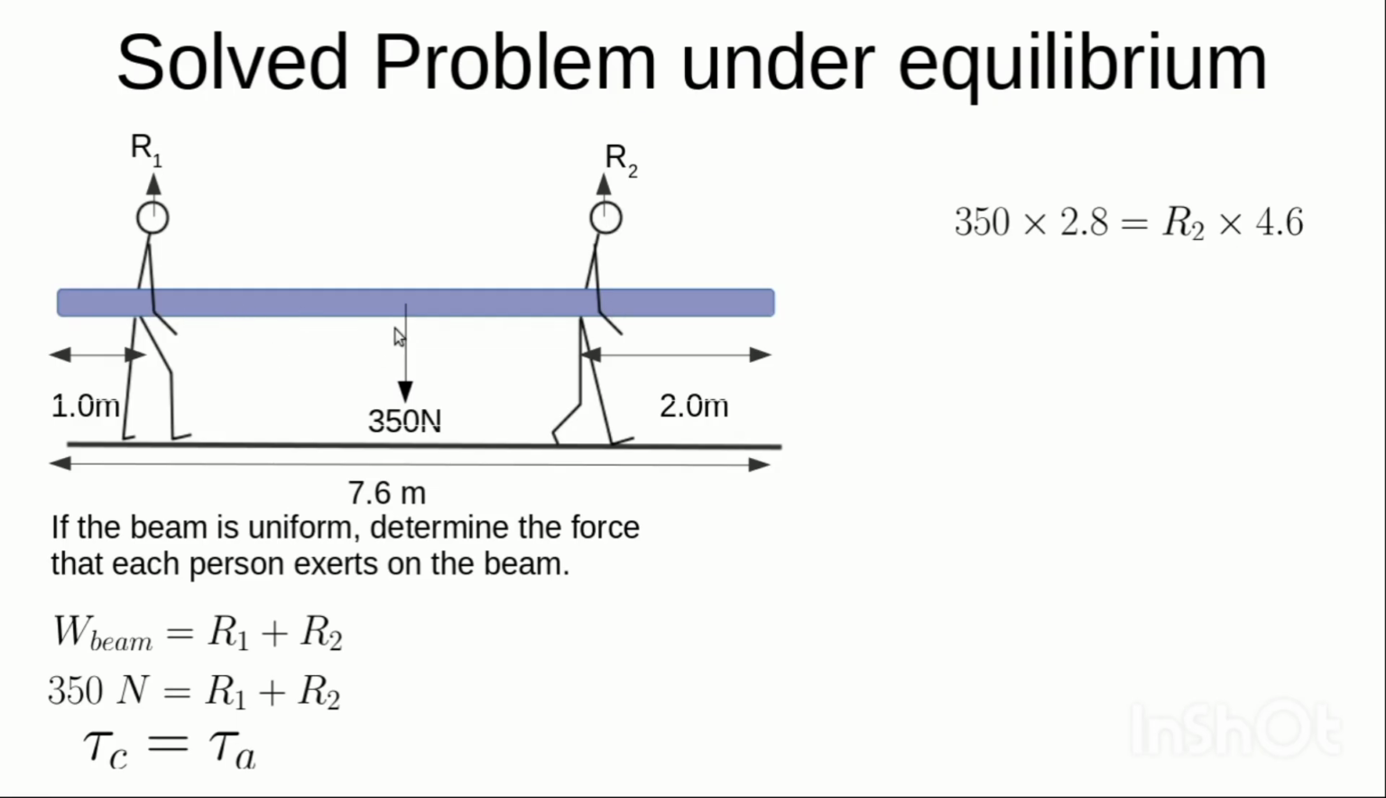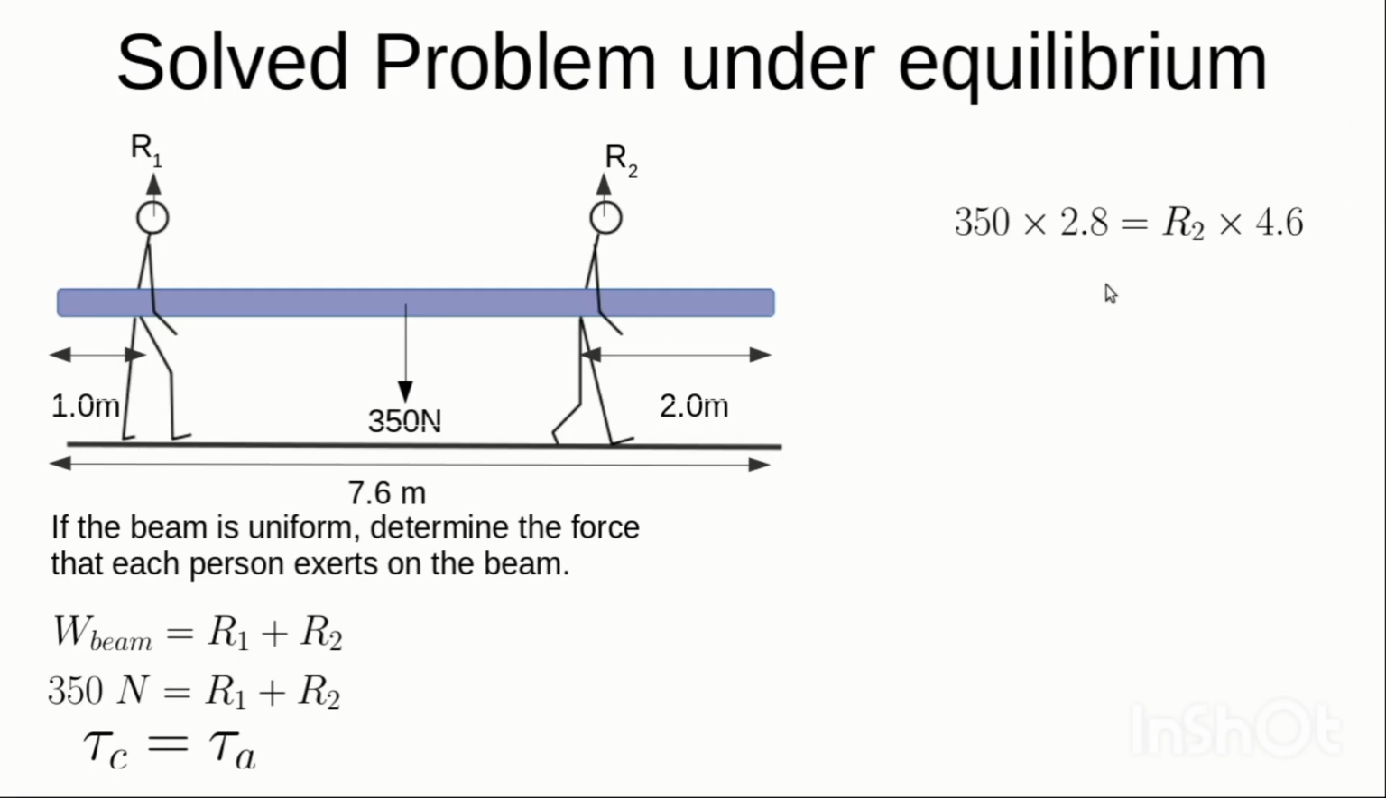We already know from here to here is 3.8. So 3.8 minus 1 will give us 2.8, the distance from here to this point. And it will be equal to the anti-clockwise torque, which is R2 times the distance from here to this point. We already know from here to here is 2, that means from here to here will be 5.6. So 5.6 minus 1 will give us 4.6.